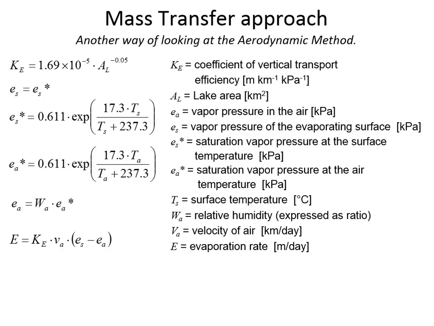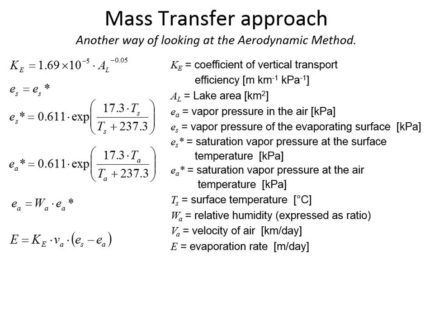The mass transfer approach basically is saying that there's going to be as much evapotranspiration as the moisture is able to be moved away from the surface. And one of the key assumptions the book tells you to make is that the saturation vapor pressure at the surface is equal to the vapor pressure at the surface. What that essentially means is that it's assuming 100% saturation in the air immediately above the water surface.